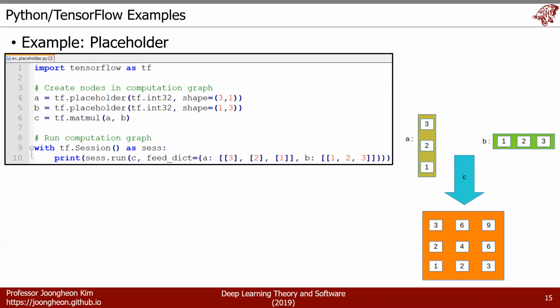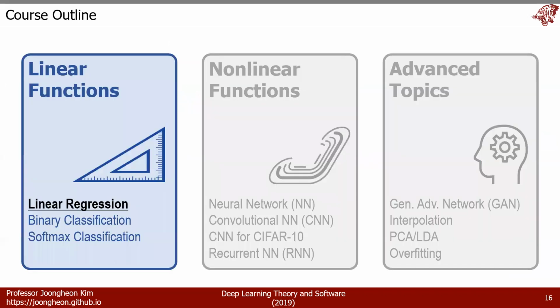Okay. So next time, as I told you before, with the title of linear function, we're going to study linear regression, binary classification, and softmax classification. And then, next, we're going to study the neural network, the convolutional neural network, and the further complex data set to train a CNN that is called CIFAR-10. Lastly, we're going to study the recurrent neural network, called RNN.